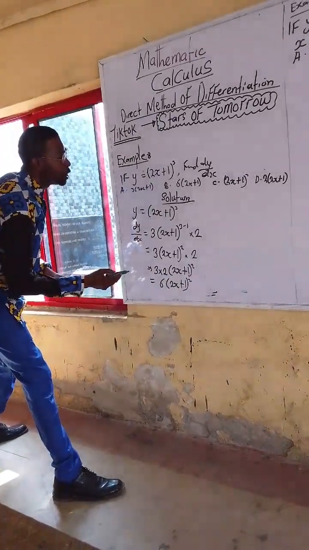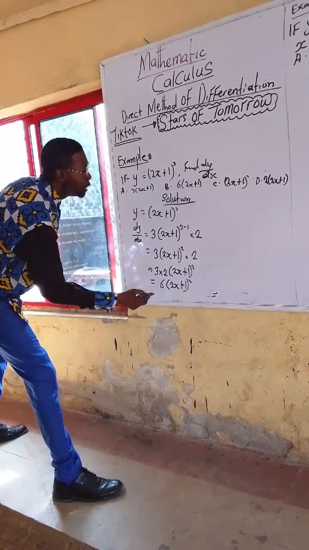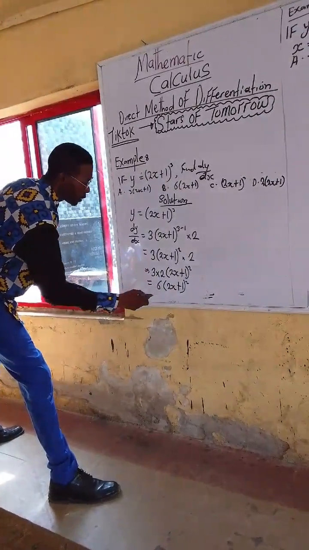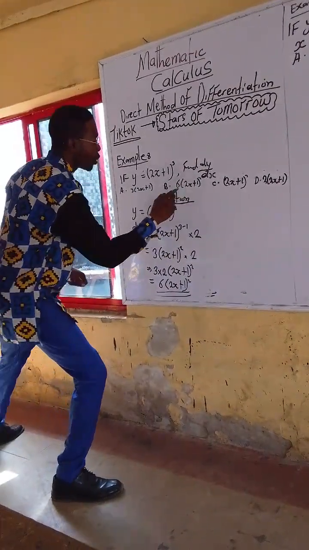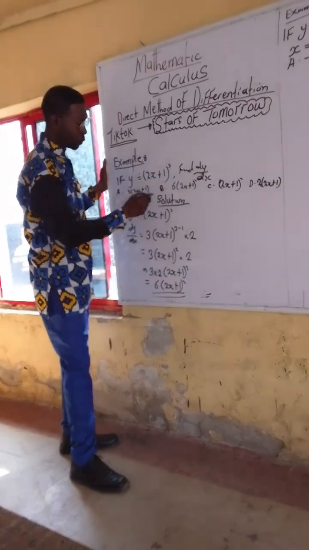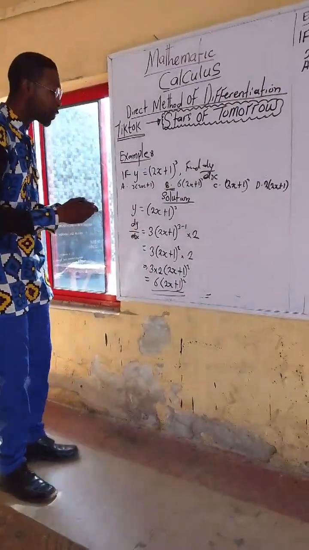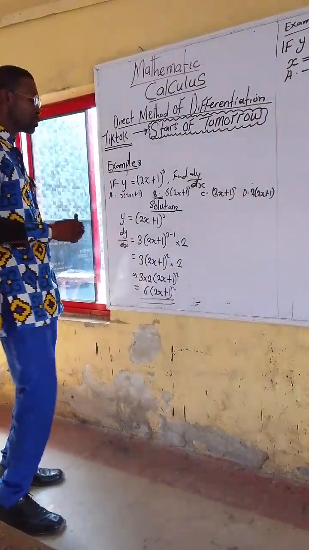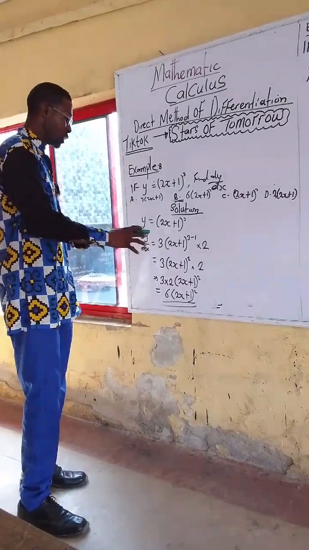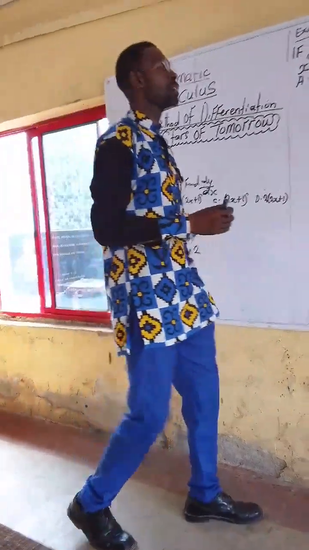Are you with me? So when you look at your options here, they give us options. So we will continue solving. Our option here is what? Option B. But if an option is not given, we need to expand it. Let us stop there and move to example 9.